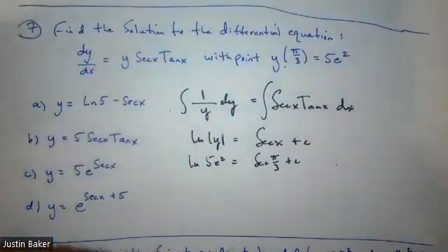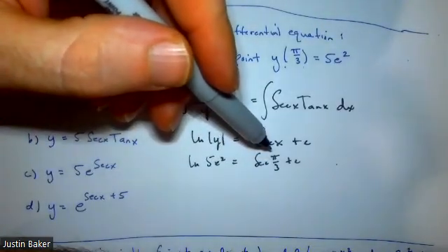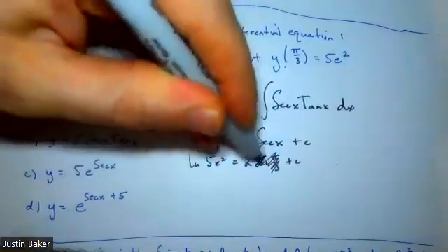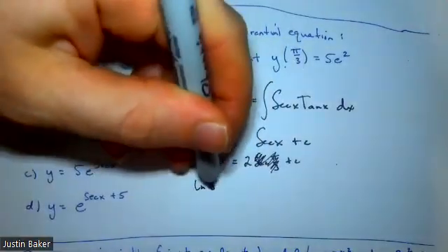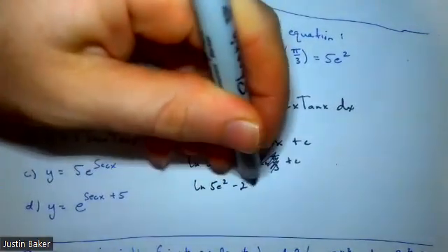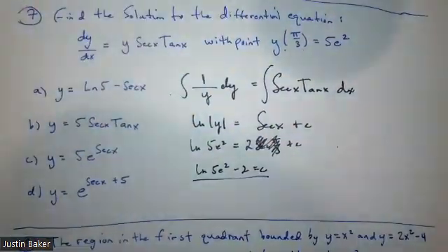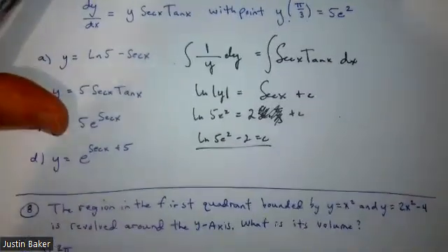Pi over 3 is 60 degrees. At 60 degrees, the cosine value is a half. So secant of pi over 3, we're going to go ahead and scratch that out and call that 2. So then this would be natural log of 5e squared minus 2 is equal to c. And then from there, we would want to go back and plug that in.